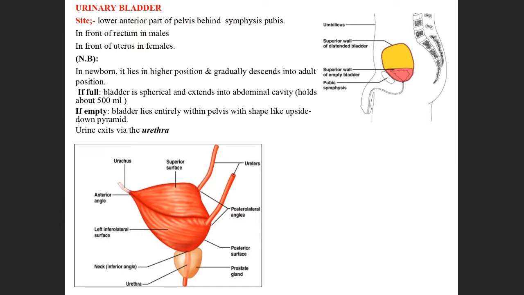Next is the urinary bladder. Where is the urinary bladder present? The urinary bladder is present in the pelvis. This is the area where you find the urinary bladder, behind the pubic symphysis, this part.